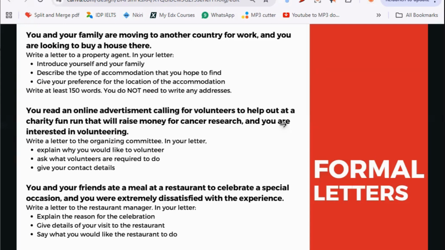and I came across an online advertisement calling for volunteers that would help out at the upcoming charity fun run for cancer research. I am writing to indicate my interest, okay? Or I am writing to indicate that I want to volunteer. Do you understand? You are stating the purpose.